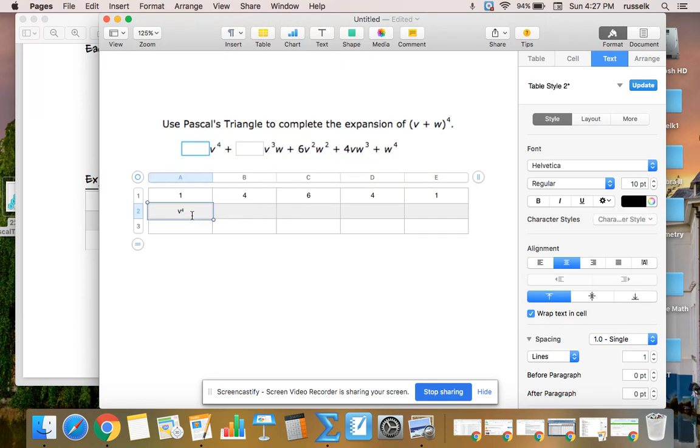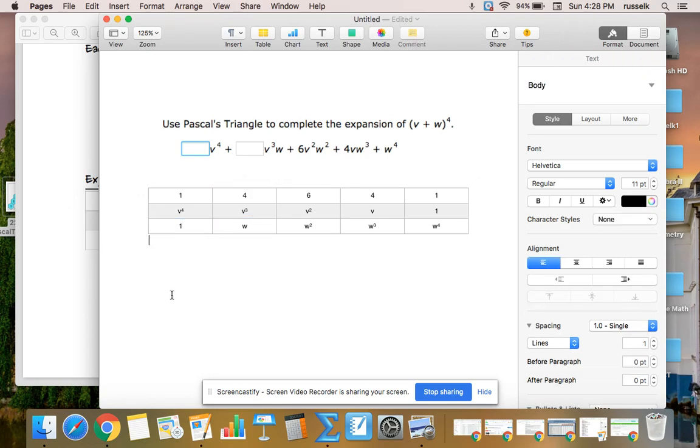And then I just want to fill in the rest of the row by taking the power down 1 each time. So v to the third, v squared, v to the first, and then v to the 0, which is just 1. You don't have to write anything there if you don't want to. Then we take our second term, and starting on the right, we just work backwards, doing the same thing. So we want to do w to the fourth, and decrease the power, w to the third, squared, w to the first, and then 1.